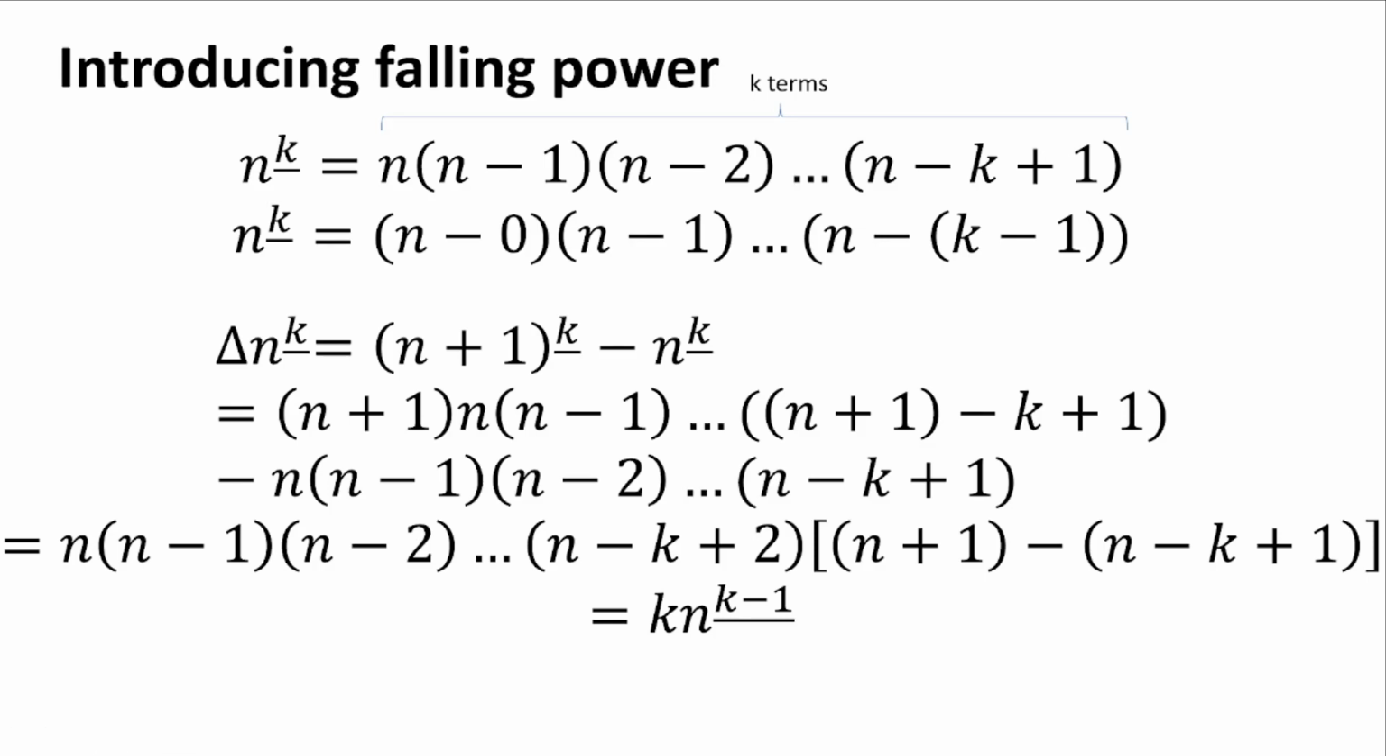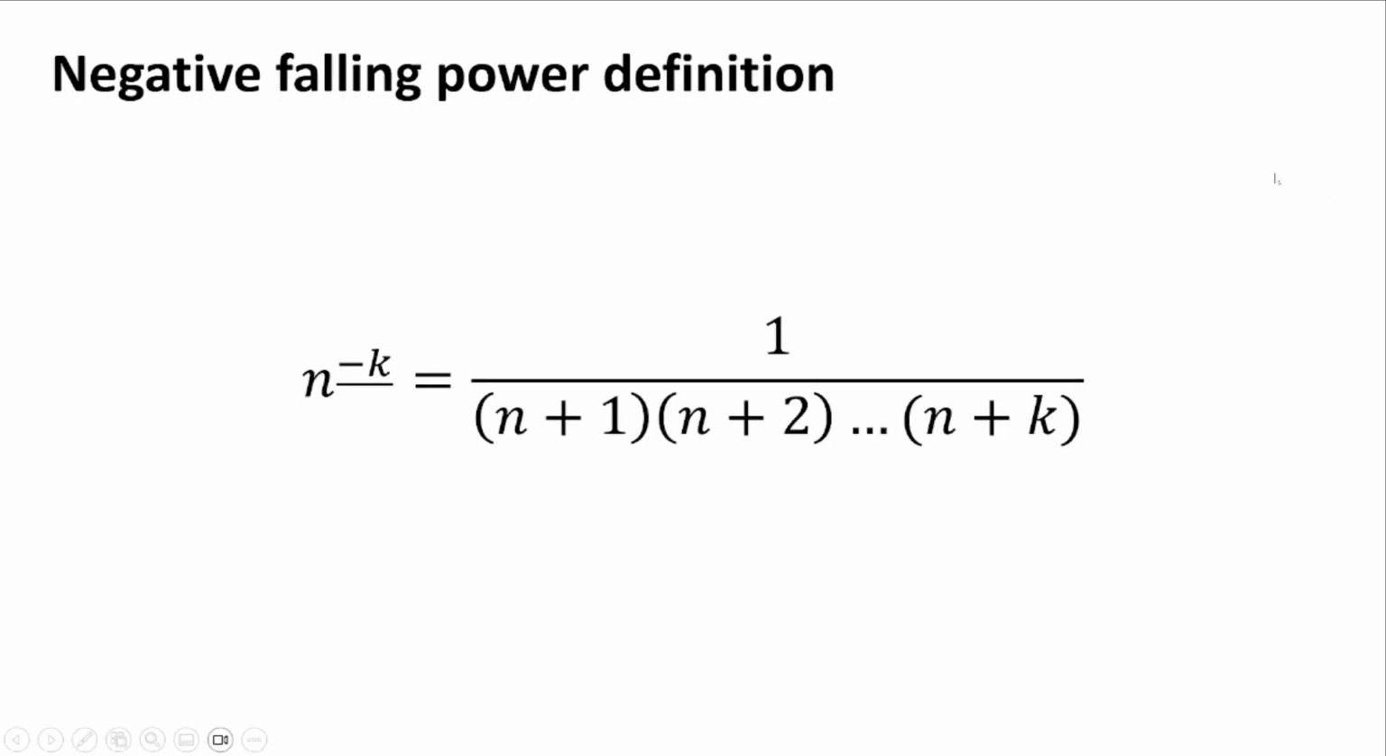This is exactly like when we take the derivative of the original power. Taking the derivative of an ordinary power is like taking the difference of a falling power. We can also introduce the definition of the falling power for negative values by this definition. I will leave it to you to show that the difference here can be represented as the same equation as the continuous version of it.